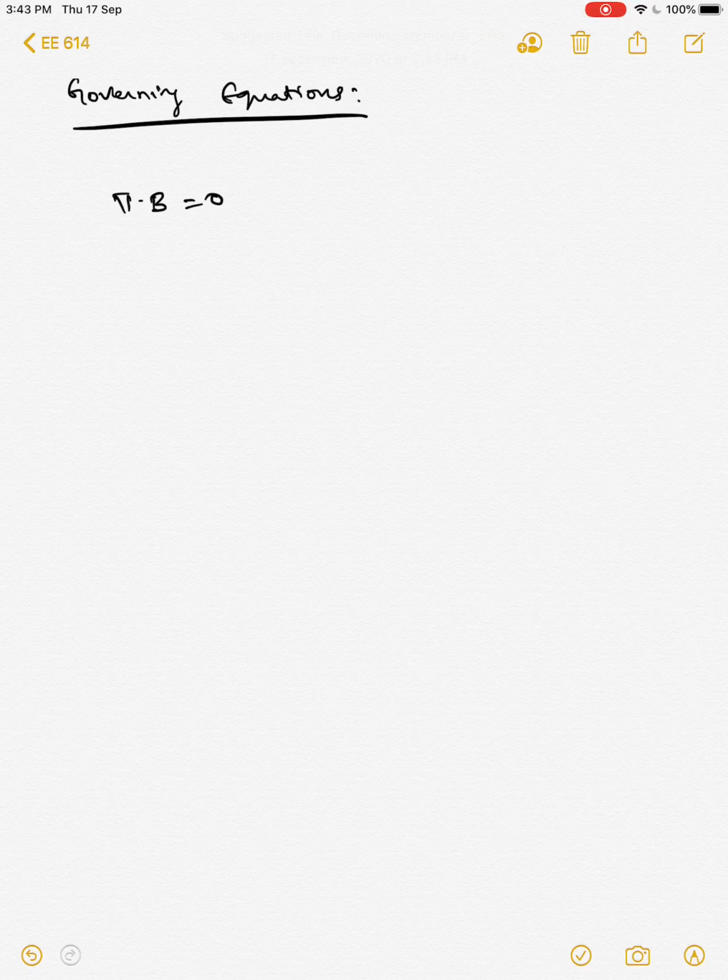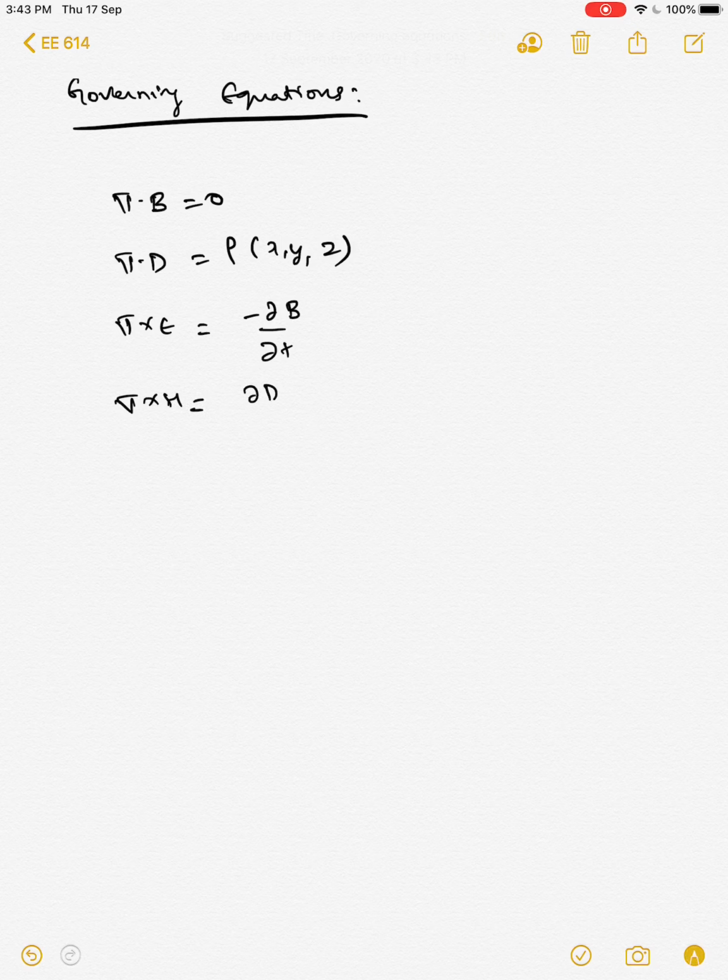The second one, del dot D, D being the dielectric displacement, is equal to rho of x, y, z, rho being the density of charge, right? Del cross E, E being the electric field, is minus dou by dou t of B, B being the magnetic field strength, right? And del cross H is dou D by dou t plus J.